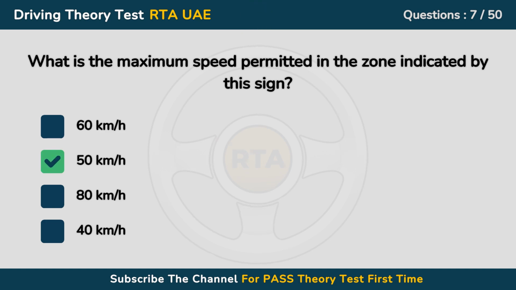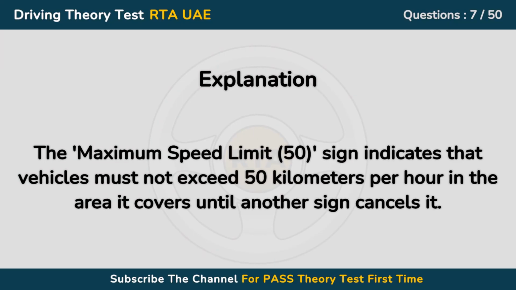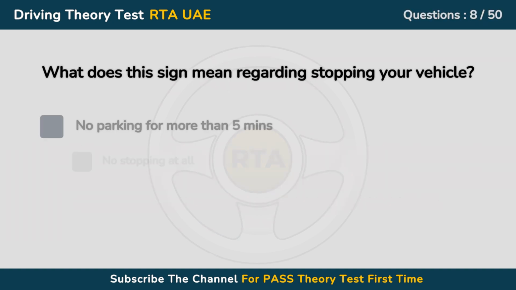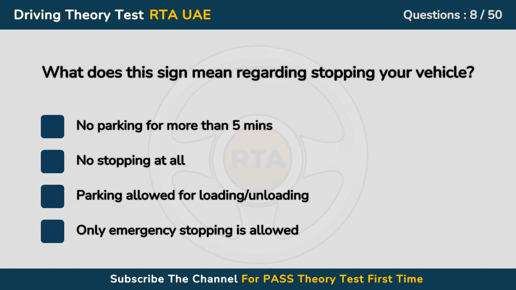Answer is B. 50. The maximum speed limit 50 sign indicates that vehicles must not exceed 50 km per hour in the area it covers until another sign cancels it. Question 8. What does this sign mean regarding stopping your vehicle?